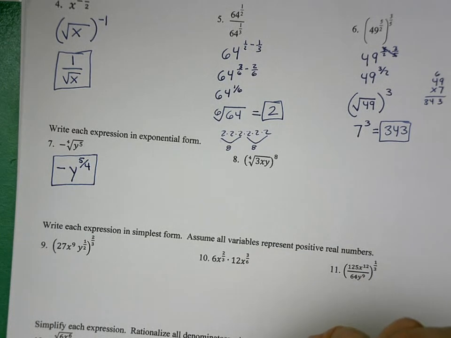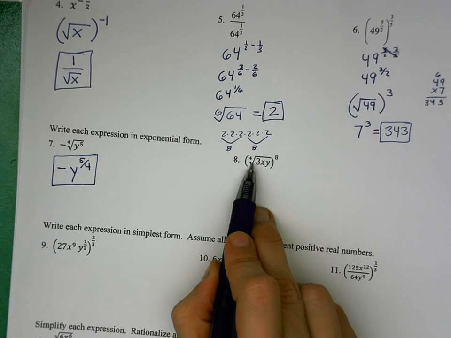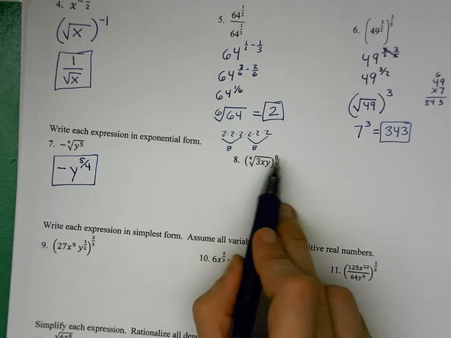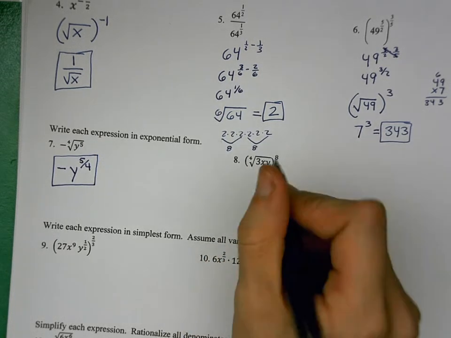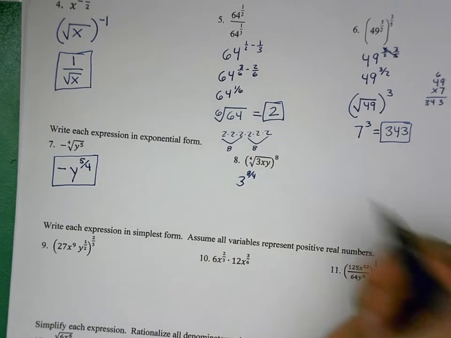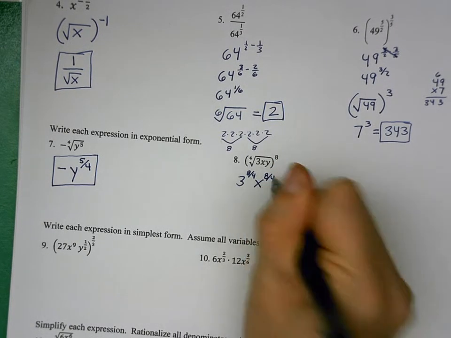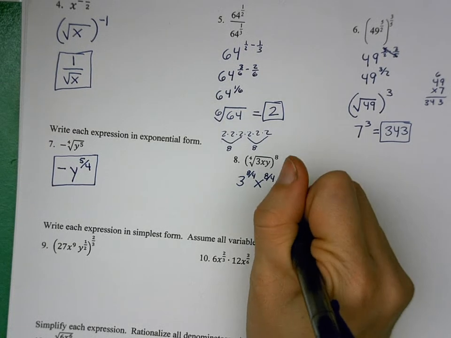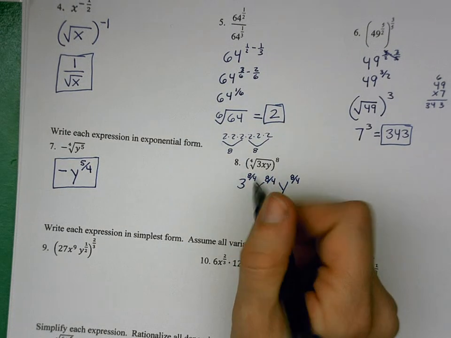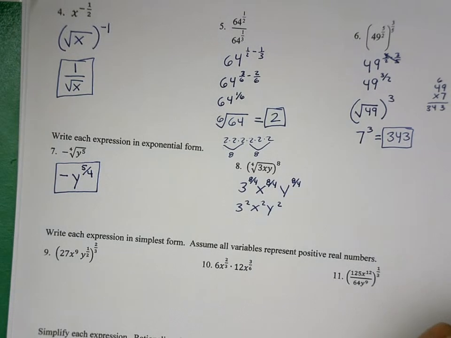Okay? Next one, we've got 3, x, and y, which are all under the fourth root, and they are all raised to the 8th. So they're all getting both of those pieces. Okay, so the 3 gets the 8 and the 4th root, which would be divided by 4. The x gets the 8 and the 4th root. The y gets the 8 and the 4th root. Okay, 8 over 4 is 2, so this is 3 squared times x squared times y squared, which 3 squared is 9.